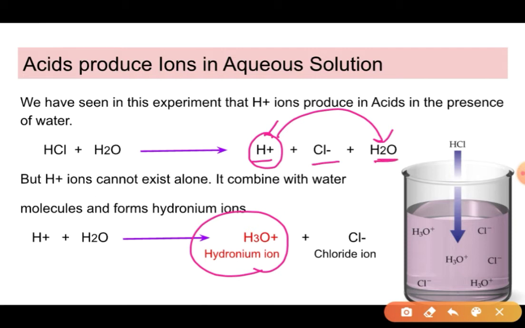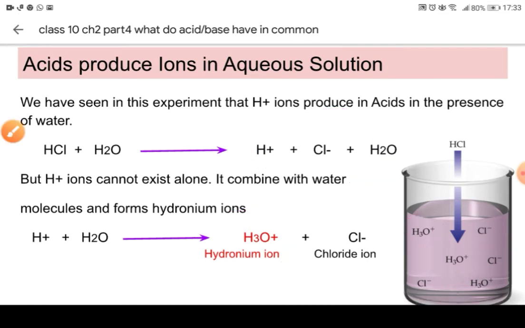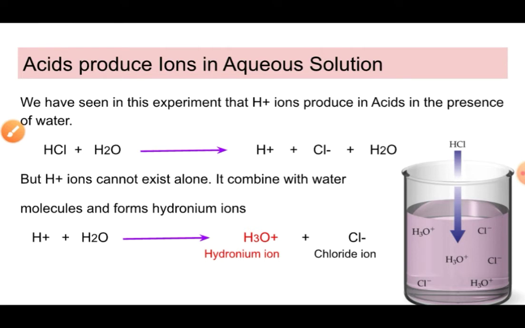This is H2O, and to it the H plus also gets attached. So it forms 3 hydrogens. That is why it gives this compound H3O, and the plus is because of this sign. So this compound we get as a cation, and Cl minus remains as an anion. So the conductivity which we see in acids is due to this hydronium ion.